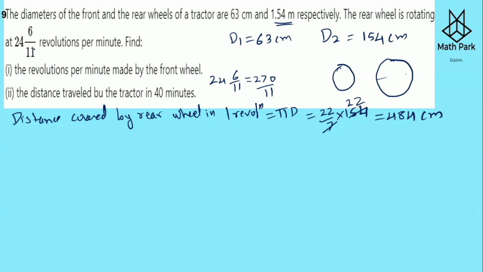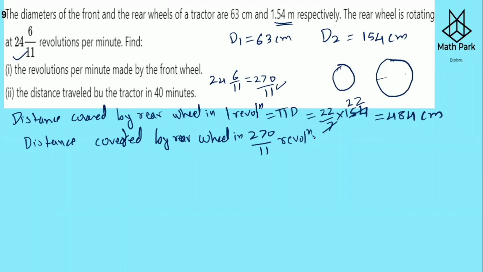The rear wheel is rotating 24 6 by 11 revolutions per minute. So let us find the distance covered in these many revolutions, which is 270 by 11. So distance covered by rear wheel in 270 by 11 revolutions is equal to 484 into 270 by 11. When I divide 484 by 11, 11 fours are 44. So let us take this as 44 into 270 centimeter, the distance covered by the rear wheel in 270 by 11 revolutions.